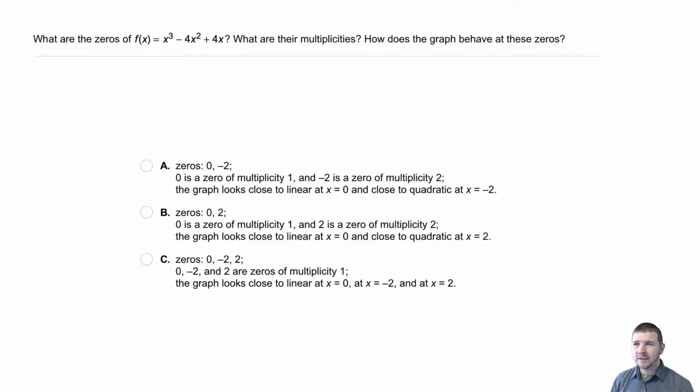Your turn. What are the zeros of f of x equals x cubed minus 4x squared plus 4x? What are their multiplicities? How does the graph behave at these zeros?